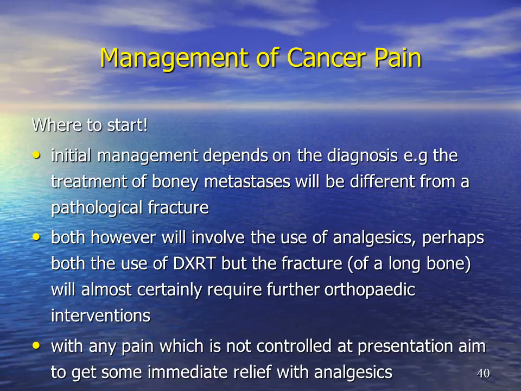But if a patient has a fracture, particularly of one of the long bones, such as the femur or the humerus, then certainly to get good symptomatic relief, orthopedic expertise is going to be needed. So with any pain which is not controlled at presentation, one aims to get some immediate relief with analgesics of one sort or another. And if the pain is significant, then you're probably going to be looking at using opioids.